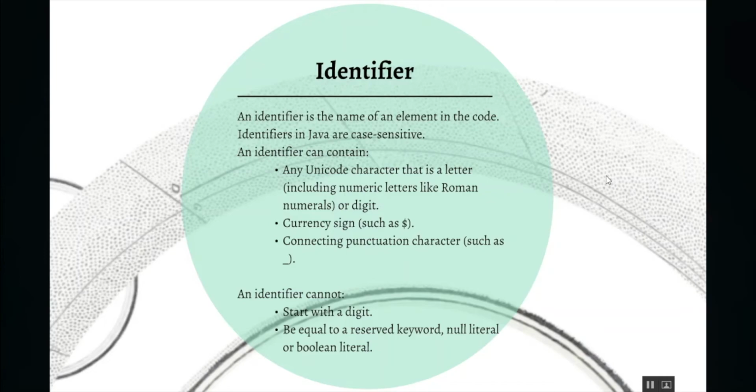Some of the rules for identifiers: an identifier can contain any Unicode characters, that is letters, digits, etc., a currency sign, or a punctuation character, which is the underscore. Things to note here: an identifier cannot start with a digit. You can start with a dollar sign or underscore sign, but not with a digit. It cannot be equal to a reserved keyword, null literal or boolean literal. An identifier can't be used as a reserved keyword. Java has a predefined set of reserved keywords. We are going to have a look at them shortly.